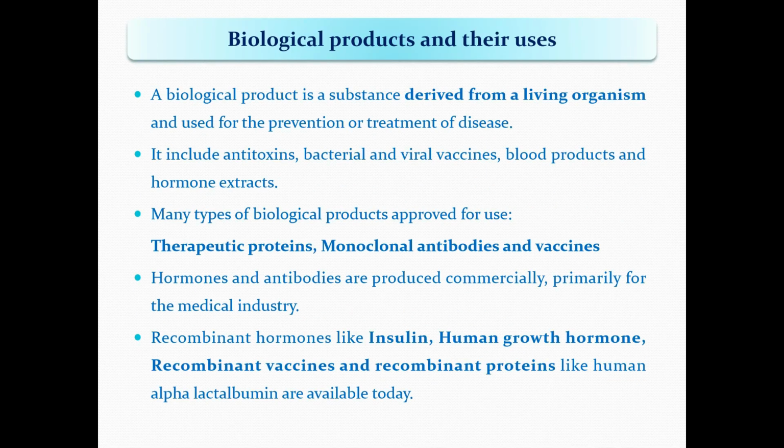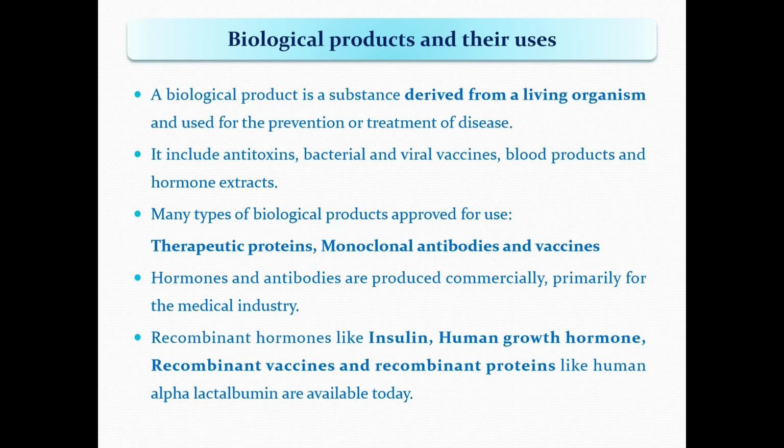The biological products that are produced out of biotechnology and their uses. A biological product is a substance that is derived from a living organism which is used for the prevention or treatment of diseases. This includes antitoxins, bacterial or viral vaccines, blood products and hormone extracts. Many types of biological products are produced for our use. They are therapeutic proteins, monoclonal antibodies and vaccines.